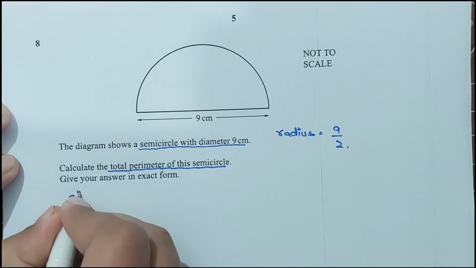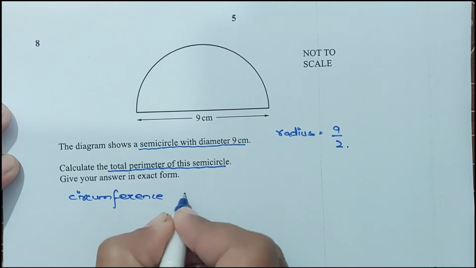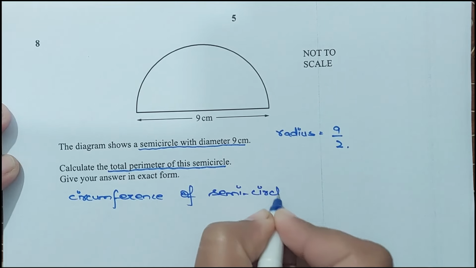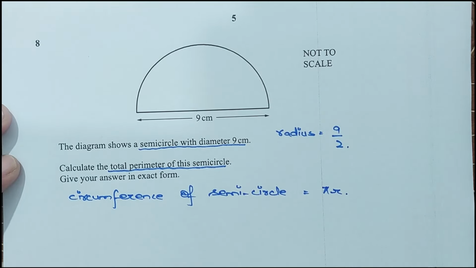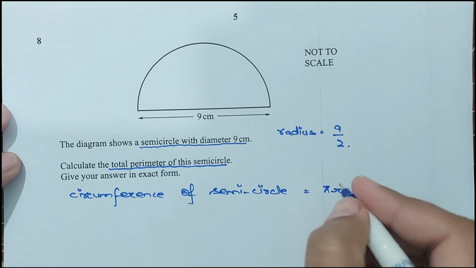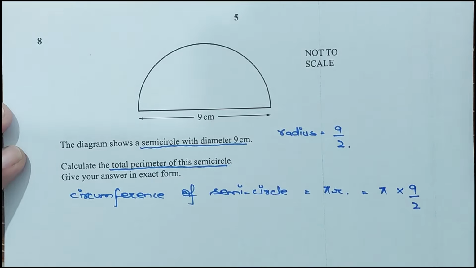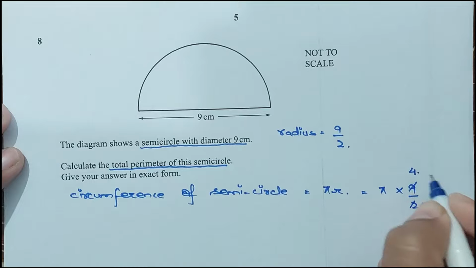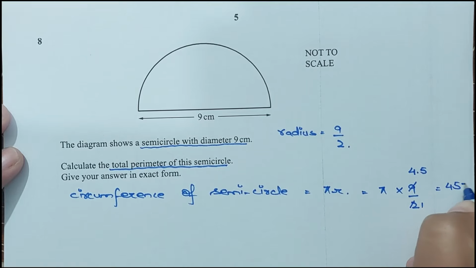So we know that the circumference of a semicircle is pi r, because the circumference of a circle is 2 pi r, and for a semicircle, half of 2 pi r is just pi r. So what is the radius? Pi, and the radius is 9 by 2. Okay, this is 2 times 4 is 8, and 1 is left, and 0, 2 times 5 is 10, 4.5 pi.